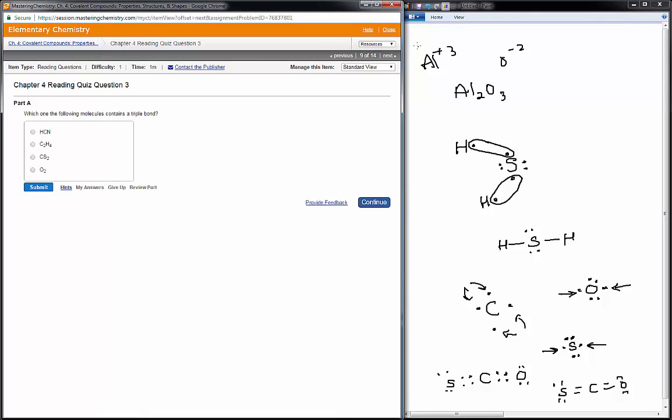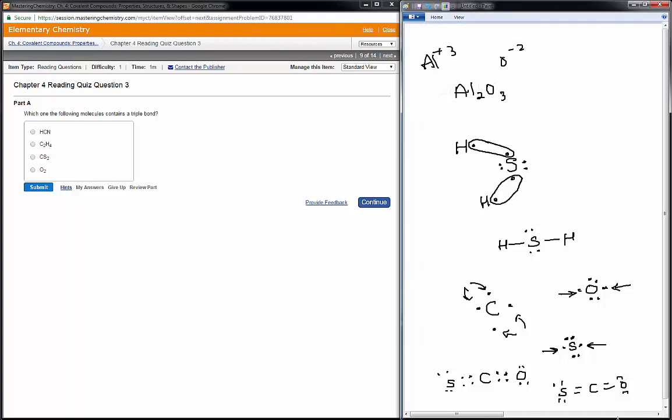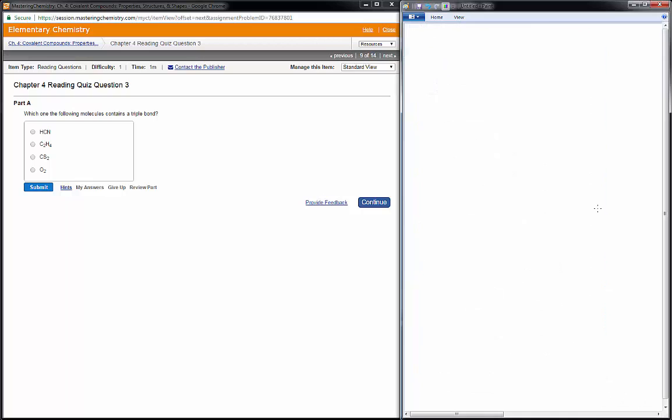All right, which one of the following contains a triple bond? What we're going to do here is draw out the actual structures of each of these and determine which one has a triple bond. So starting with HCN, step 1, count valence electrons. I get 1 from the hydrogen, plus 4 from the carbon, plus 5 from the nitrogen, so I have 10. Carbon must be central because hydrogen cannot be. So the carbon's in the middle of the hydrogen and the nitrogen.